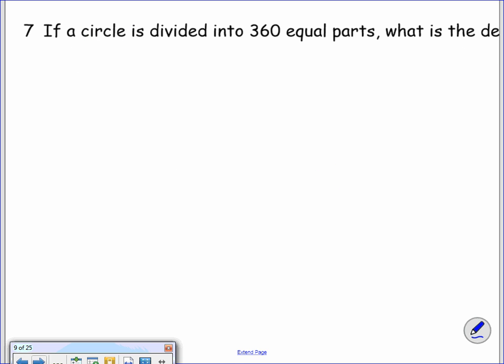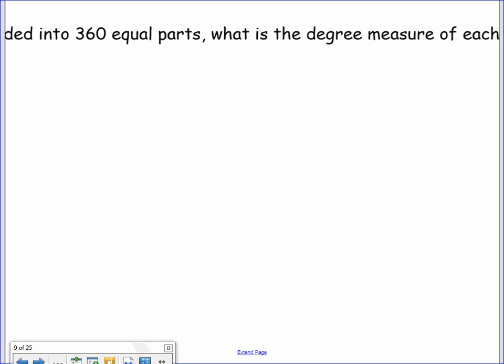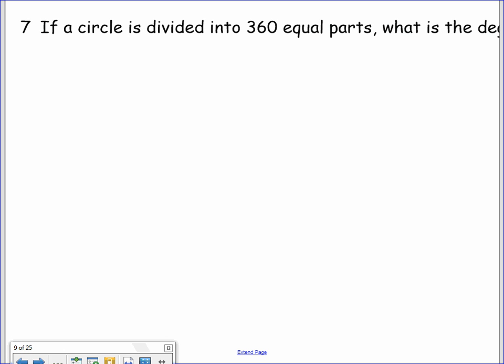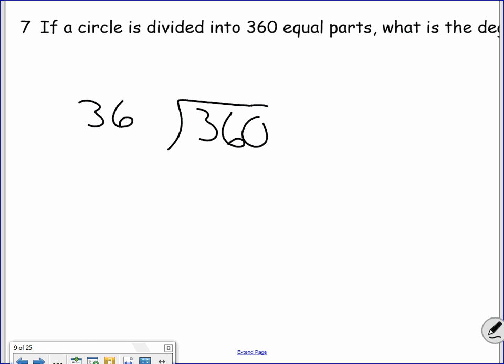Keep cruising along here. If a circle is divided into 360 equal parts, what would the, I'm not supposed to say the degree measure, sorry kids, it's running off the page, of each angle be? Don't get confusing here. We have a circle. It's divided into 360 parts. So let's think about it. We have a circle which equals 360, right? And we're dividing into 360 parts.